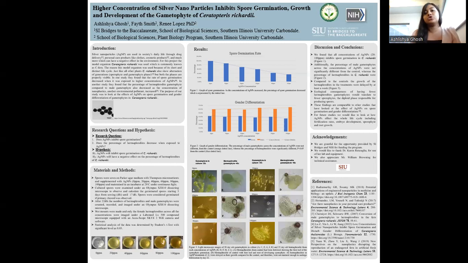Our result was in line with the hypothesis, as shown in Figure 1 under results: as the concentration of silver nanoparticles increased, the spore germination had a great decrease. And it was significant.